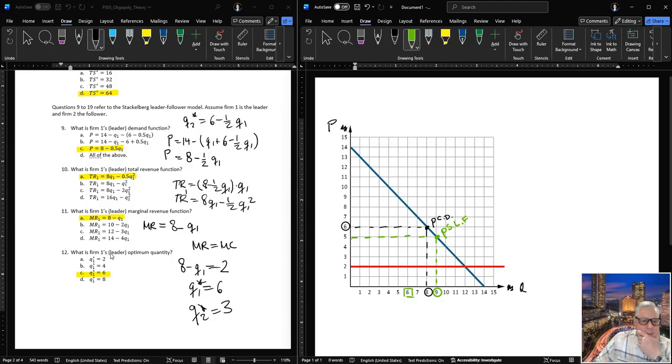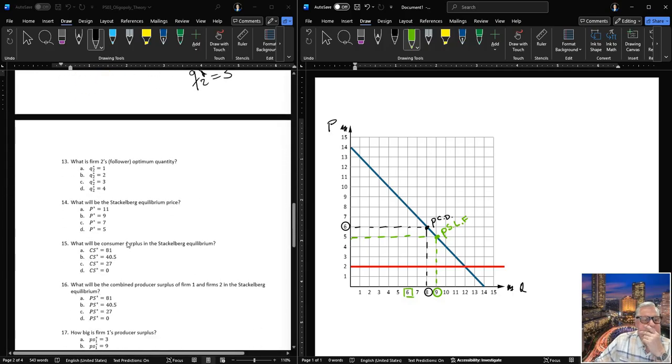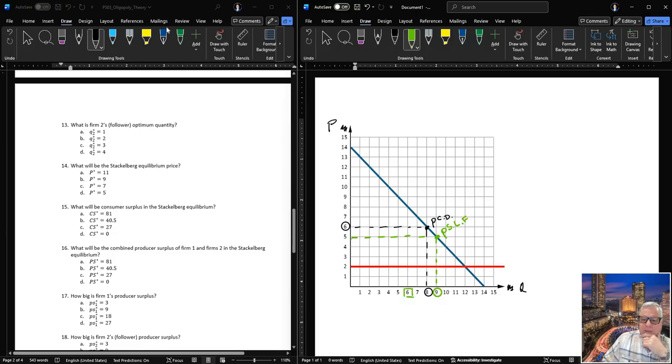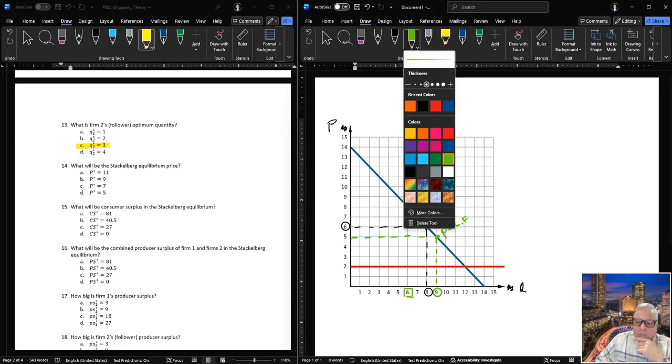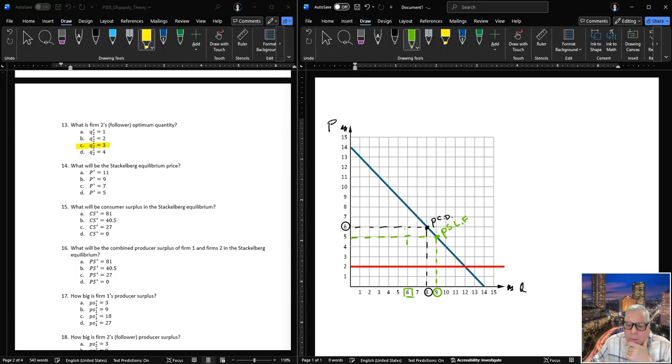What is firm 2's follower's optimum quantity? Yeah, that's what we just calculated. That's the 3. Together they produce 9. So what will be the Stackelberg equilibrium price? I just said this is 5.